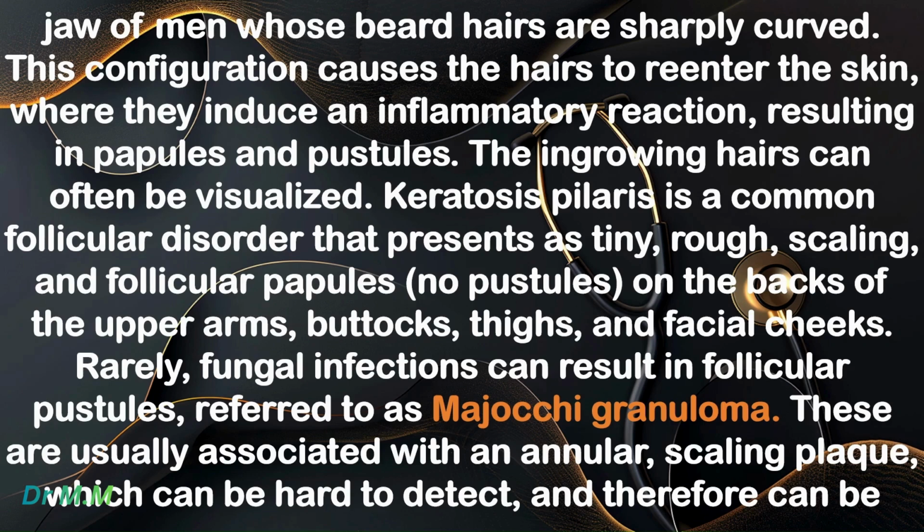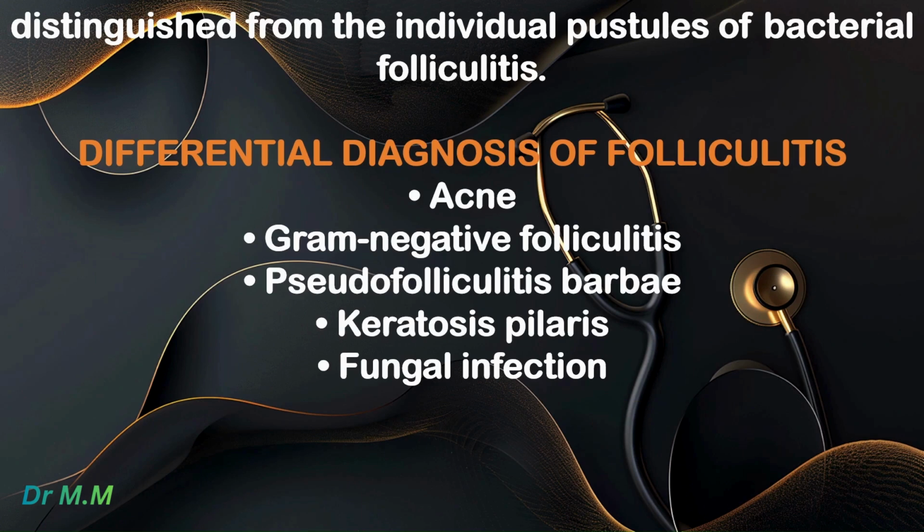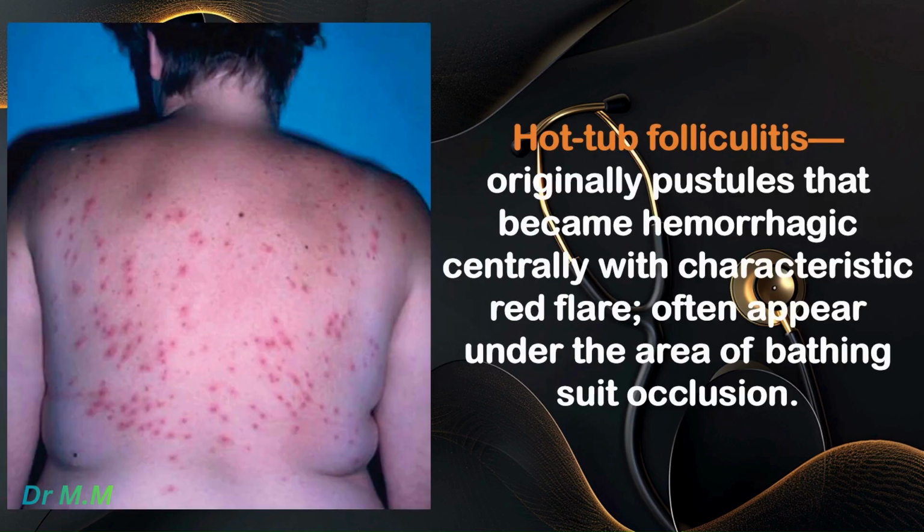Rarely, fungal infections can result in follicular pustules, referred to as Majocchi granuloma. These are usually associated with an annular, scaling plaque, which can be hard to detect, and therefore can be distinguished from the individual pustules of bacterial folliculitis. Differential diagnosis of folliculitis. Acne. Gram-negative folliculitis. Pseudofolliculitis barbae. Keratosis pilaris. Fungal infection. Hot tub folliculitis, originally pustules that became hemorrhagic centrally with characteristic red flare, often appear under the area of bathing suit occlusion.